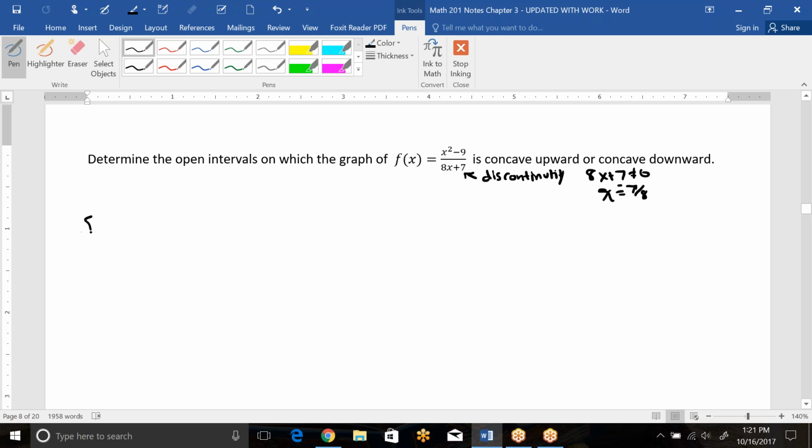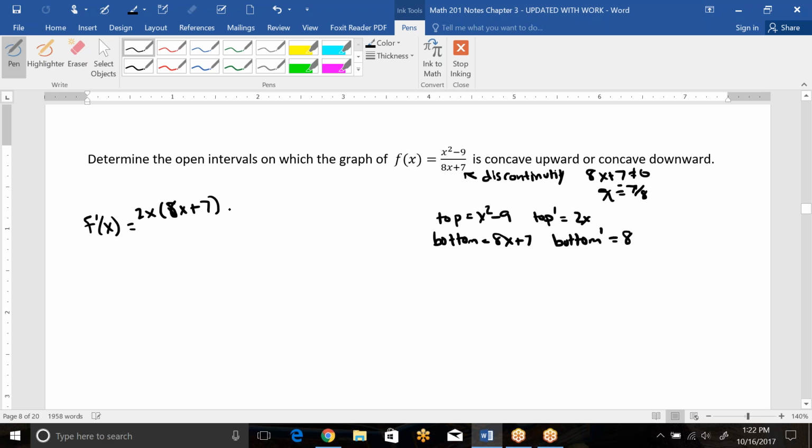So then when we're going to look at the derivative, we need to take the first derivative. Now this is a quotient rule, so my top, I'll write it out here, is x squared minus 9. So top derivative would be 2x. My bottom is 8x plus 7, so my bottom derivative would be 8. So for the first derivative, derivative of the top times the bottom, which is 8x plus 7, minus the top times the derivative of the bottom, all over the bottom squared.